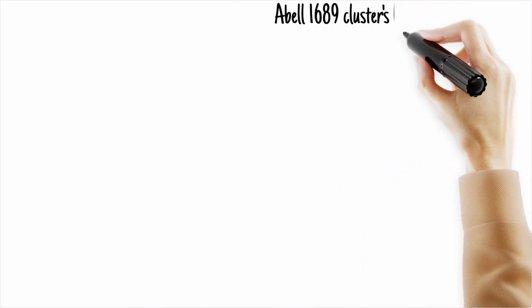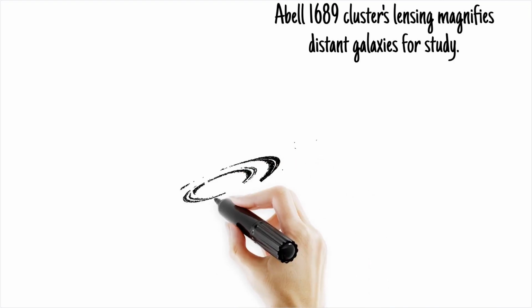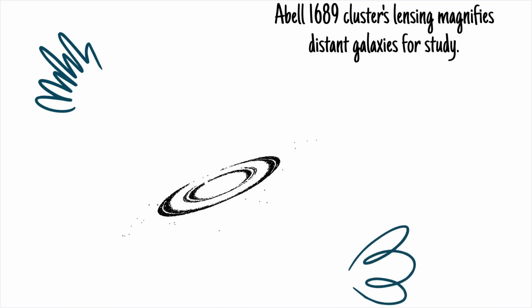In the Abell 1689 galaxy cluster, gravitational lensing magnifies and distorts the light from galaxies billions of light years away, allowing astronomers to study their properties.